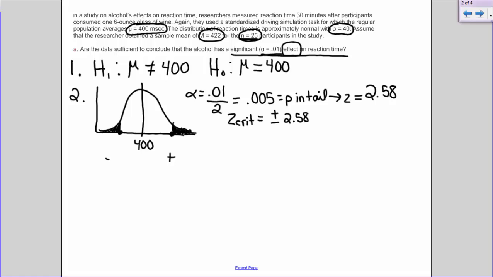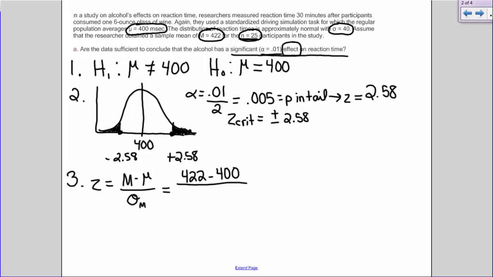I'm just going to draw this in here. Now when it comes to calculating your z-score in step 3, we're going to be using the z formula, which is the sample mean minus the population mean divided by the standard error. Now I know the numerator: my sample mean is 422. I know my population mean is 400.